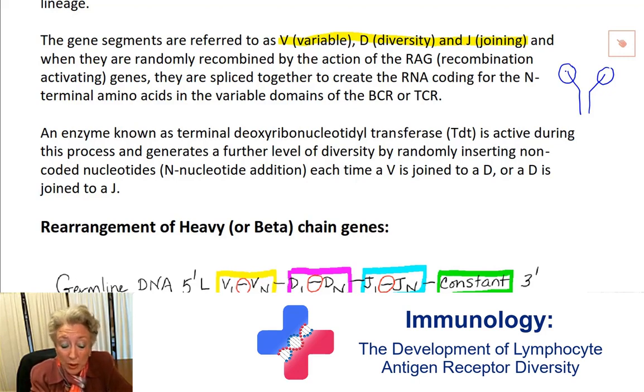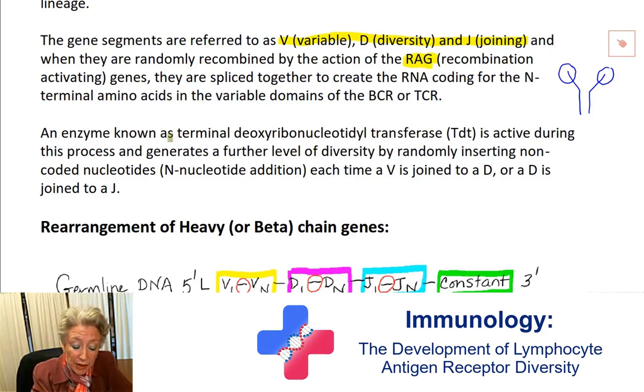Now, while this is going on, it's under the control of a group of genes called RAG genes, which stands for recombination activating genes. What will happen is that the random choice of a V and a D and a J will be spliced together in a unique way, so that the cell that has completed that splicing now has a prescribed sequence of amino acids that would be in that N-terminal end.